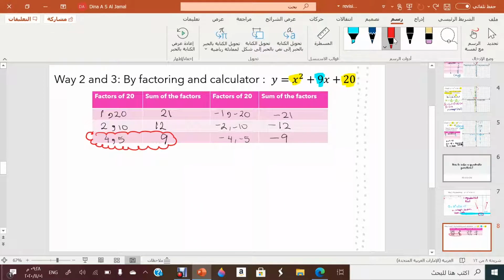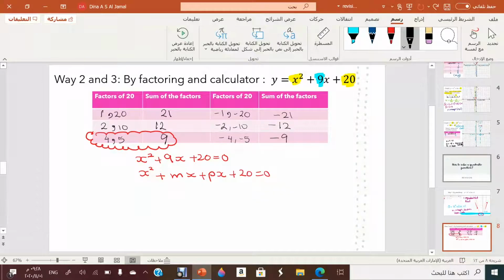That means, let's write it now together. Let's write the question from the beginning. x squared plus 9x plus 20, and I would like to solve it. I will keep y as 0. Then I will be taking x squared plus mx plus px plus 20 equal to 0. And now what do I mean by the mx and the px? It's all about the numbers that you found above. So x squared plus 4x plus 5x plus 20 equal to 0.